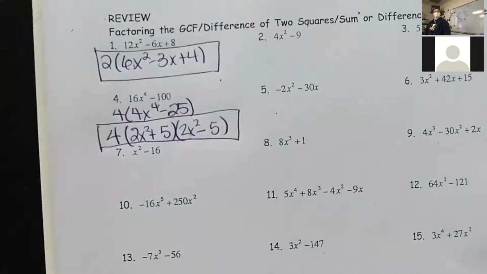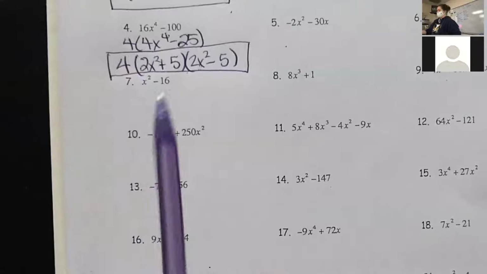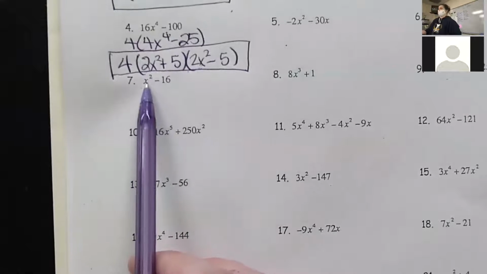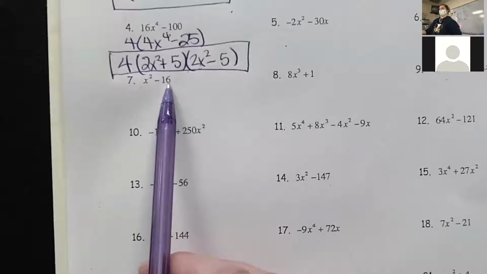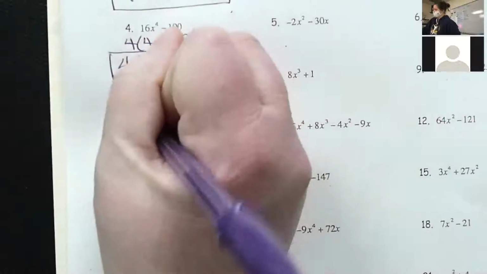Okay. Number 7, is there a greatest common factor there? No. Okay, so step 1 is done. Step 2, how many terms are here? 2. Remember, look at your x. That's an x squared. So that's a square. Is 16 a square? Is there a minus sign? So we can keep going.